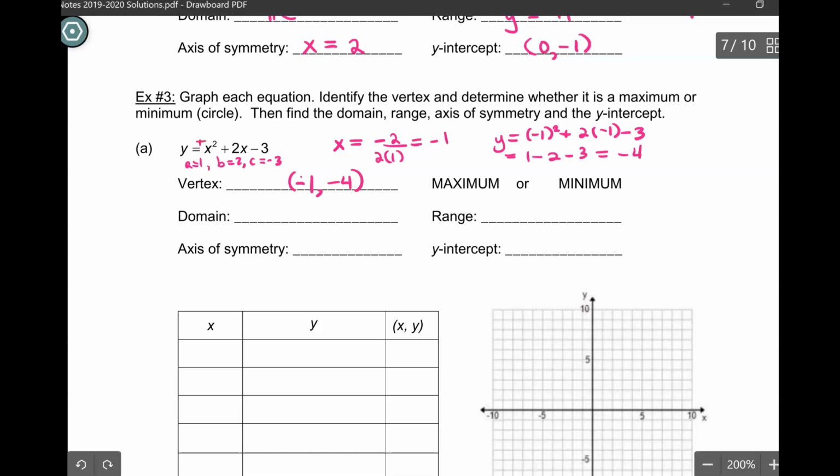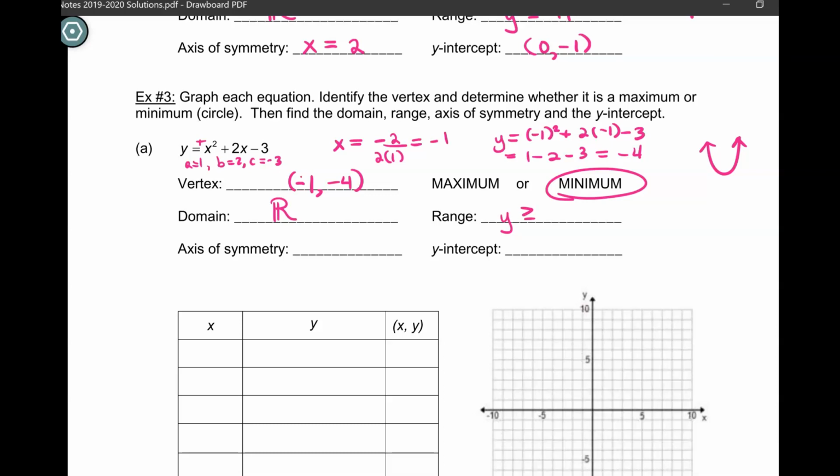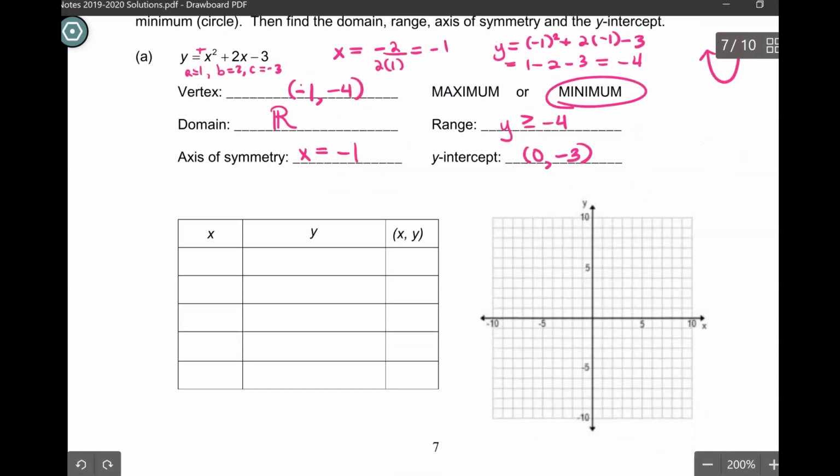It's a positive x squared, so that means it's going to be facing up. That makes it a minimum. Domain is all reals. Range, it's pointing up, so it's going greater than. So greater than or equal to y coordinate, which is -4. Axis of symmetry is x equals -1. Y-intercept is 0, comma, what is my value of c? It's -3.